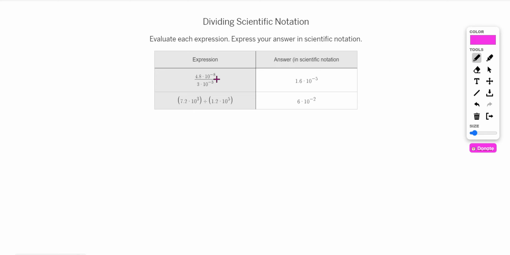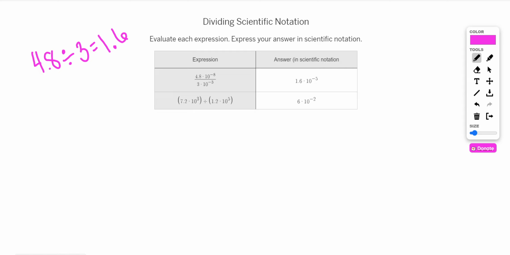So for the first one, to simplify it, you would take the first two numbers and do 4.8 divided by 3, and that's how we got 1.6, because 4.8 divided by 3 is 1.6.